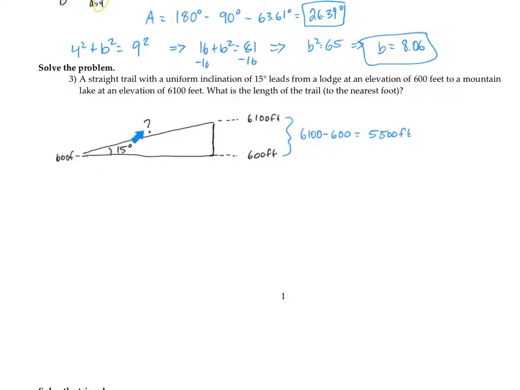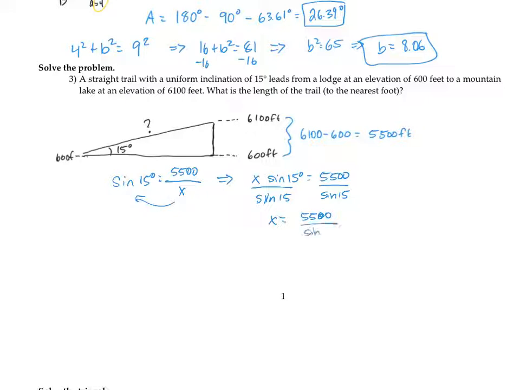Okay, we know this angle here to be 15 degrees. So what trig function relates 15 degrees to the side opposite to the hypotenuse? The answer is sine. So sine of 15 degrees is opposite 5,500 over the unknown. I'll put an x there for the unknown. And now I'm going to solve this for x. First multiply it to the other side. x sine of 15 degrees equals 5,500. Divide both sides by sine of 15. And we get x is 5,500 divided by sine of 15.